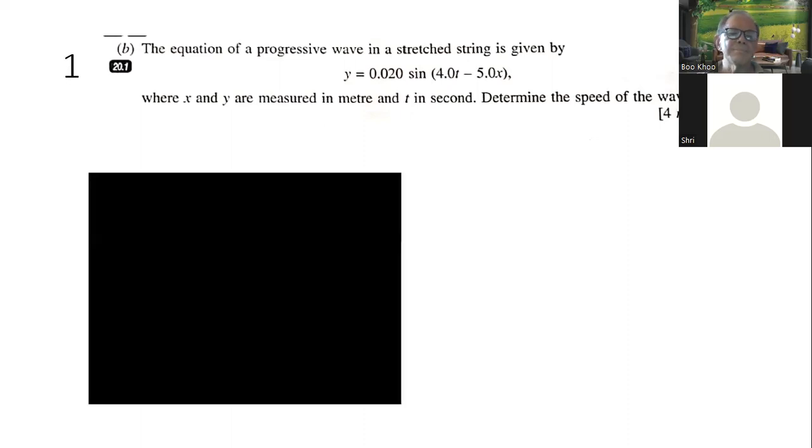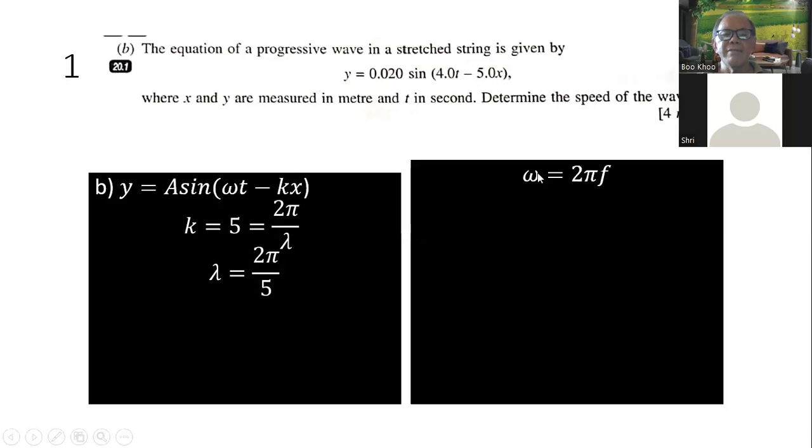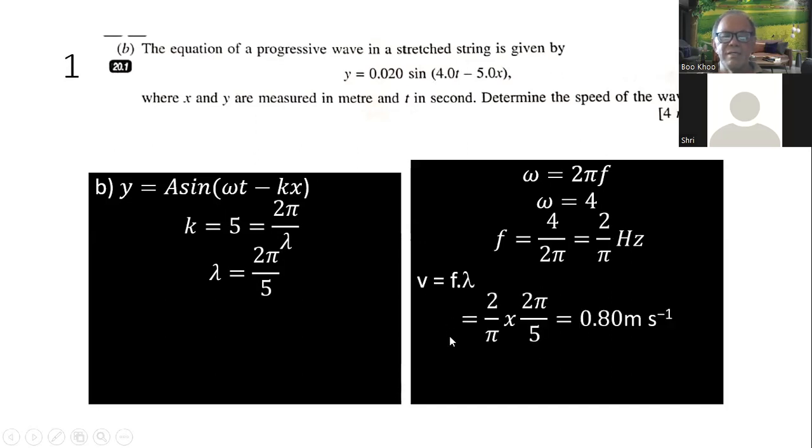So 4 divided by 2 pi, you get the frequency. Go to the general equation. Get your K, and get the lambda at the same time. K is 5, and K equals 2 pi over lambda. After that, get your omega, which is 4. Then calculate your F: F is 4 divided by 2 pi. Cancel by 2, we get 2 over pi, and use it to find your V, which is 4 over 5. That's all.